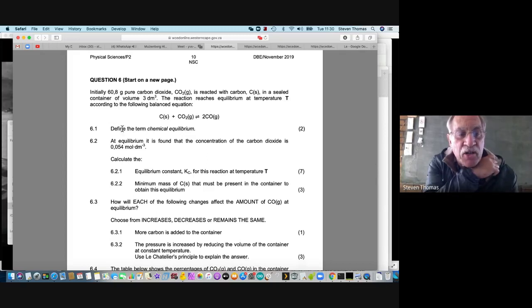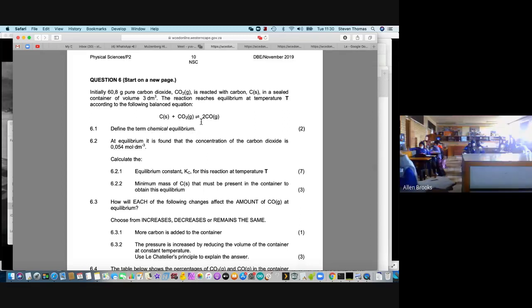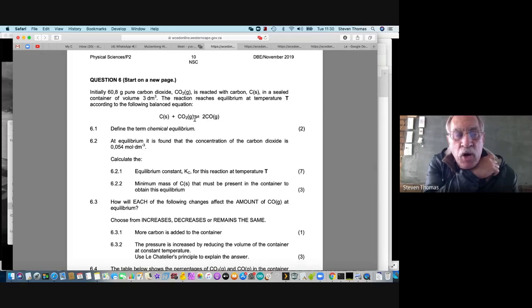Okay. And well, you might be. This terrifies teachers. Okay, define the term chemical equilibrium. Now, it's just explain what is meant by those 2 arrows. Do you see they're the same length? So what is meant by chemical equilibrium? It means the what reaction is equal to the what reaction. The forward reaction is equal to the reverse reaction. Everyone happy? That's what's meant by chemical equilibrium.